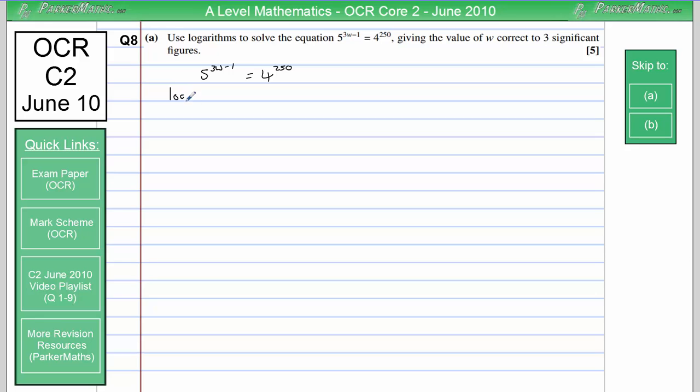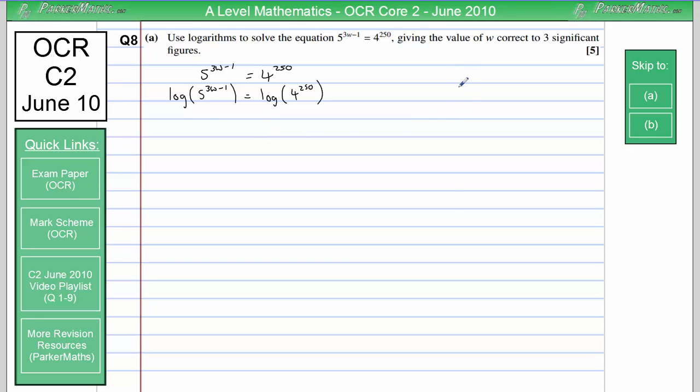So we get log of 5 to the power 3w minus 1 equals log 4 to the power 250. Here I've not specified the base. Whenever the base isn't specified, you should really assume that it's base 10.